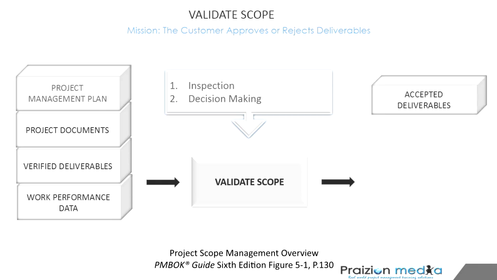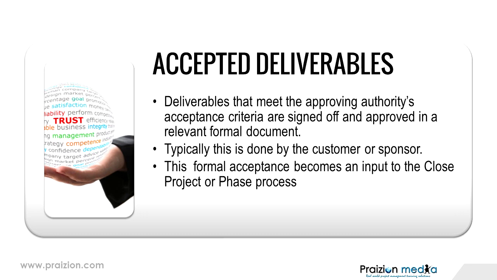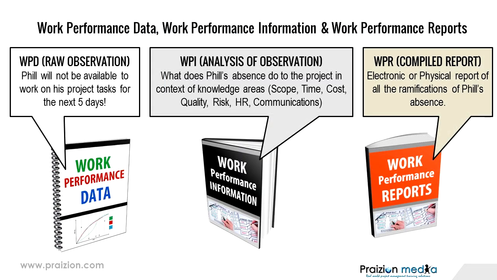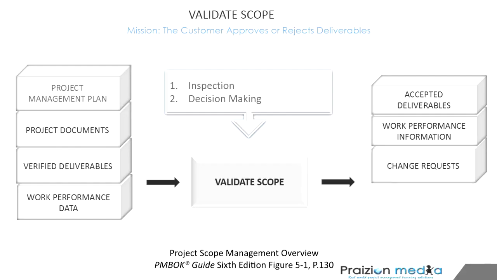Let's take a look at the outputs. First one is accepted deliverables. So if all goes well, we are obtaining stakeholder formal acceptance of the completed project and deliverables. It should be a formal sign-off of a formally issued document. The next output here, I talked about this, work performance information. So you've got work performance data going in, and you have work performance information, the analysis of the raw data, coming out. The next output is change requests.